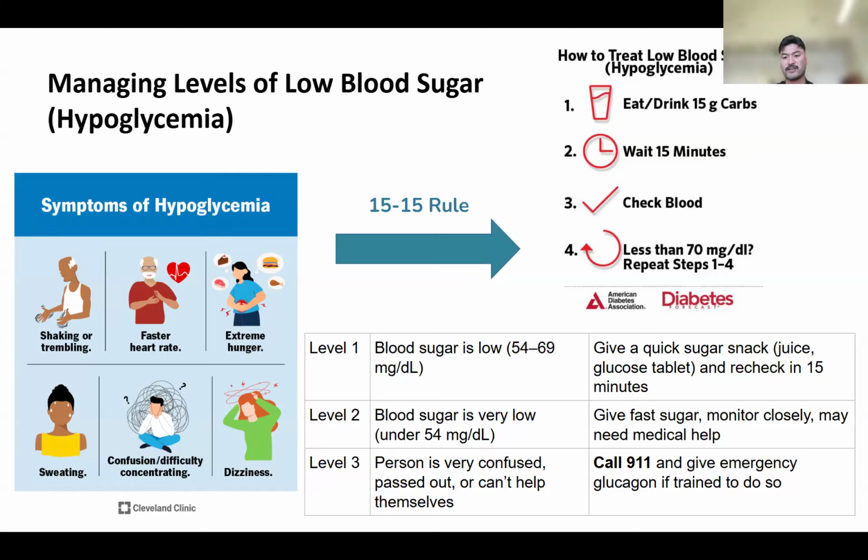As we mentioned, level 1 is when the blood sugar is low, which is between 54 and 69. These are the situations where you would do the 15-15 rule. Level 2 is when it's under 54. You want to give sugar fast, monitor them closely, and then possibly get some medical help. And then level 3, these are the serious symptoms where the person might be experiencing a lot of confusion. They possibly pass out or can't help themselves. So you want to call 911 and give emergency glucagon if trained to do so.